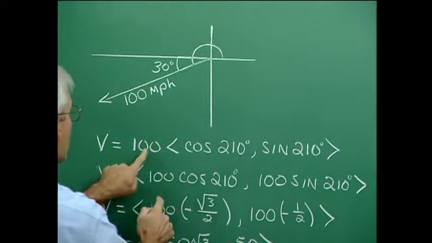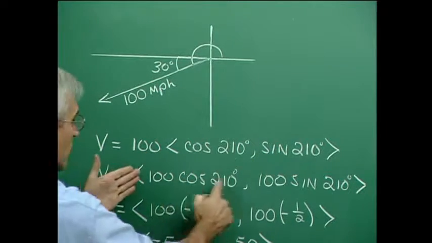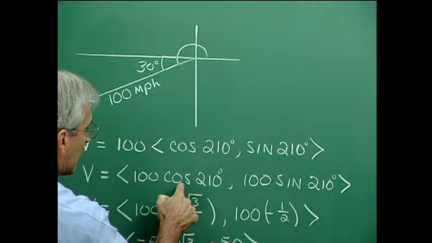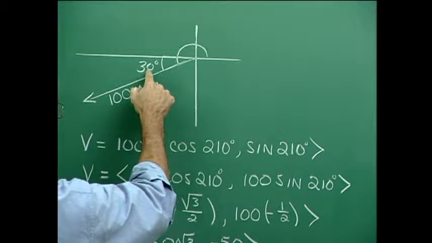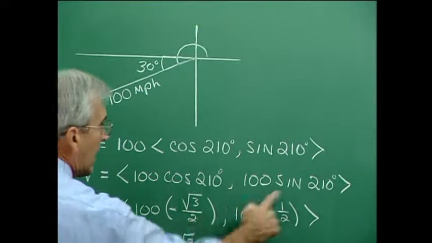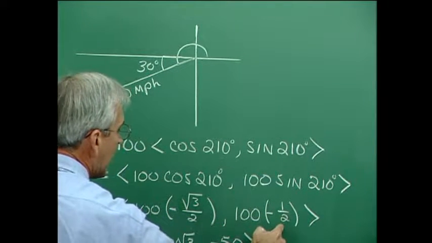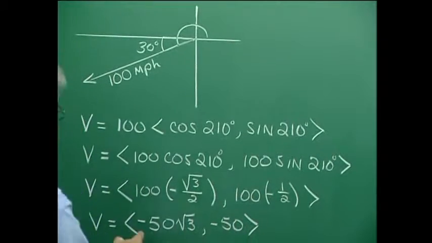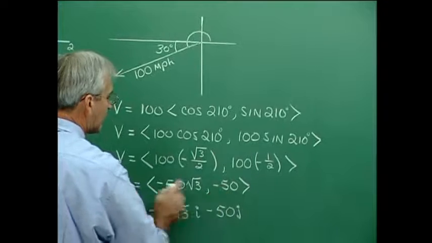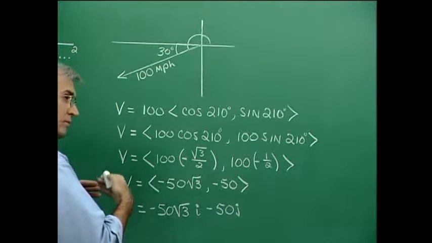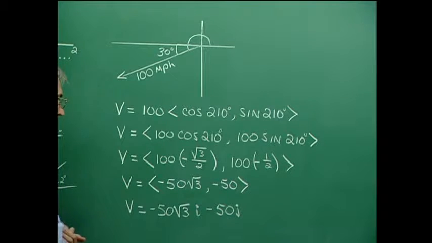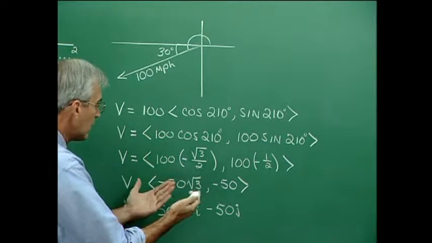Another way to represent it would be 100 times each of these, so we would have this representation. Now we know that we can calculate the cosine of 210. It's actually the cosine of 30 in the third quadrant, and it's negative the square root of 3 over 2. And for sine 210 it's negative 1/2. So simplifying just a little bit, we find the component form to be negative 50 root 3 and then negative 50.